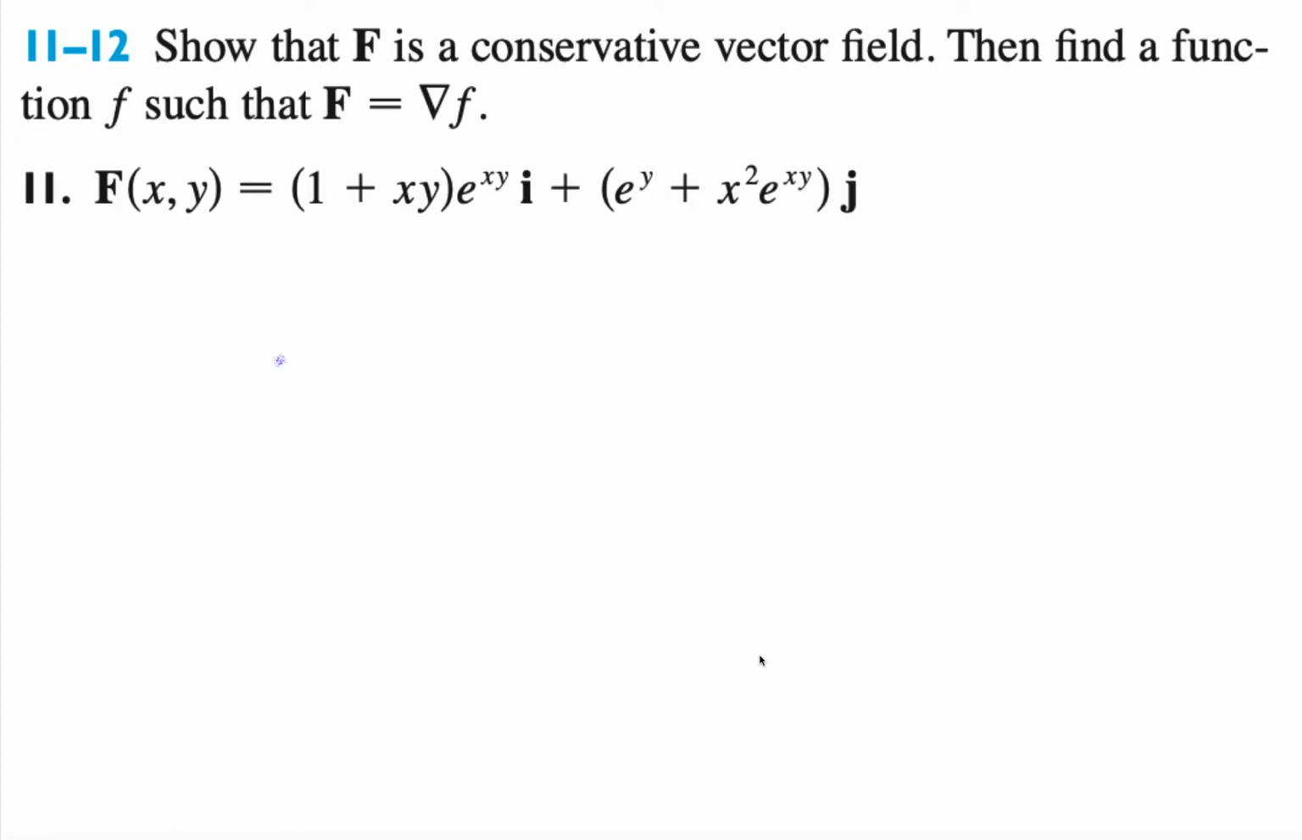A few more review questions from chapter 16. So the first one: what we want to do is show that this is a conservative vector field, and then find the originating potential function f. So how are we going to do this one?